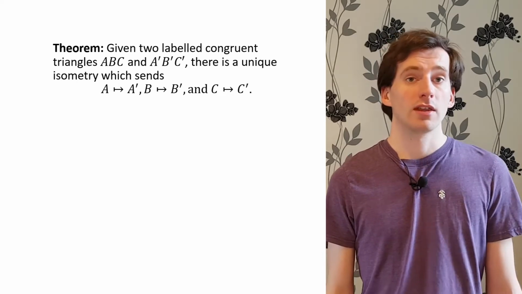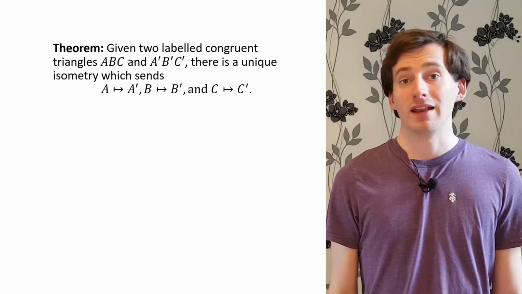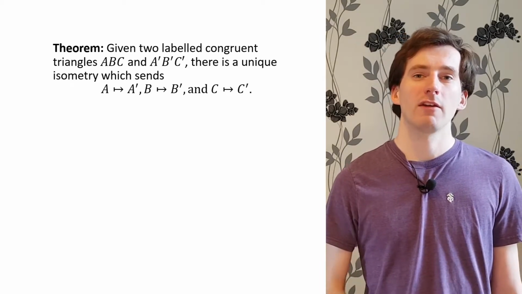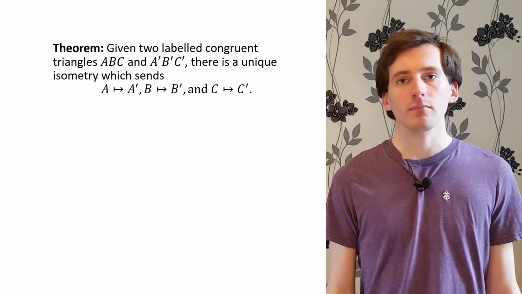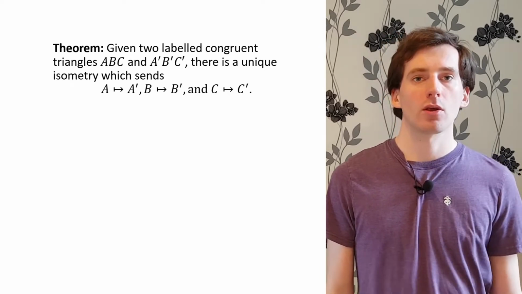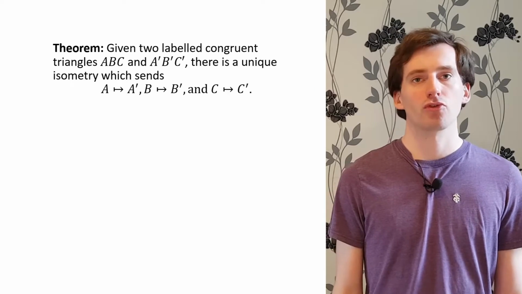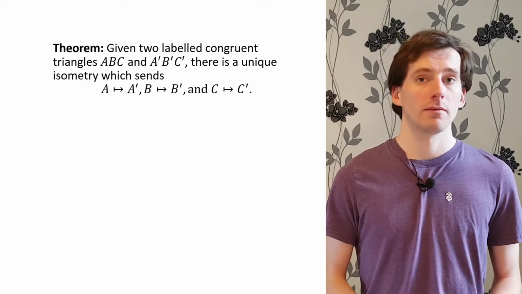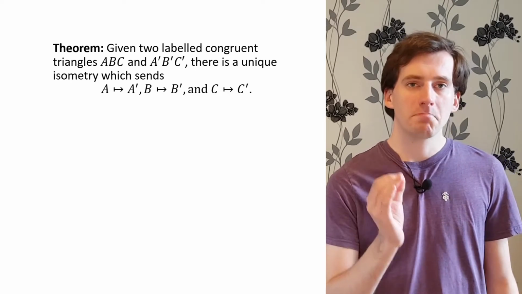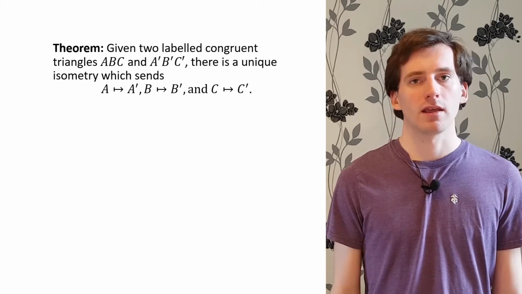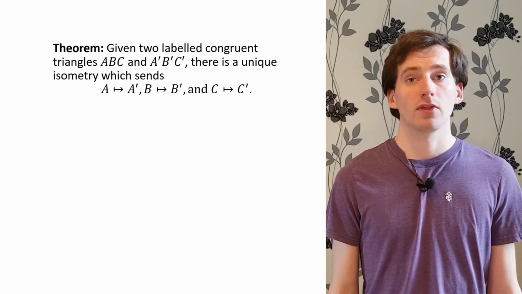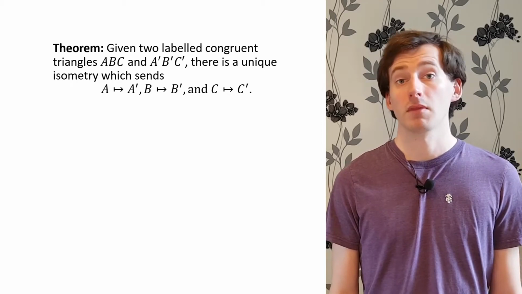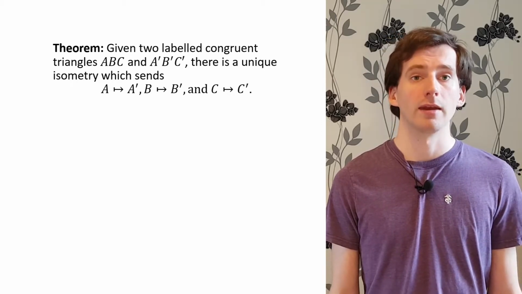We know that given two congruent triangles, there is at least one isometry taking one to the other, and this theorem says that in fact there is exactly one. This means that if two isometries send the same labelled triangle to the same labelled triangle, they are the same isometry. As a triangle is completely defined by its vertices, we actually just need to check that the two isometries send 3 points to the same 3 points, as long as those 3 points aren't in a line.